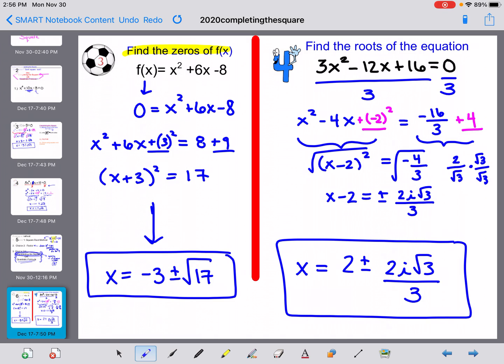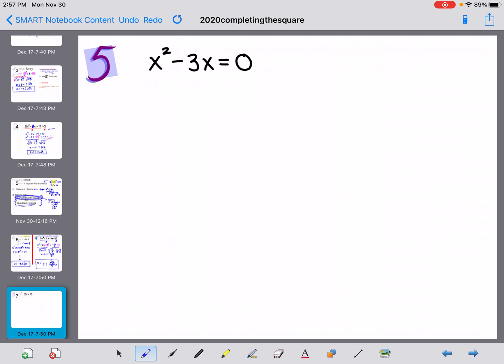When you write your final answer, you can write it the way I've written it here, or you can do something like this. But make sure this 2 over here does not have a denominator of 3. And I should write it a little bit better: 2 plus or minus 2 root 3 over 3 i. And the i can be where I put it right now, or the i can be squeezed into this space here. Okay?